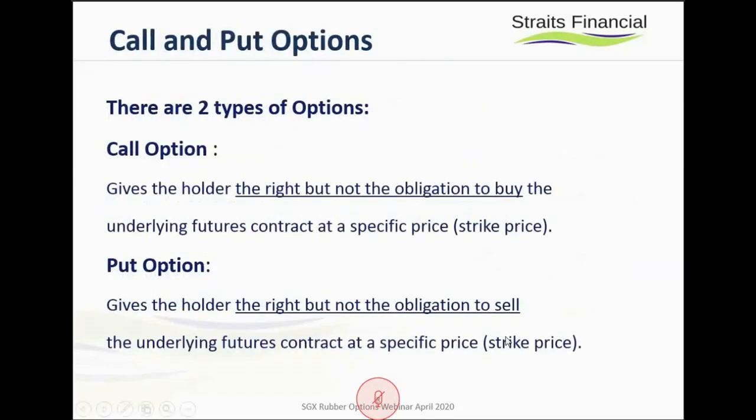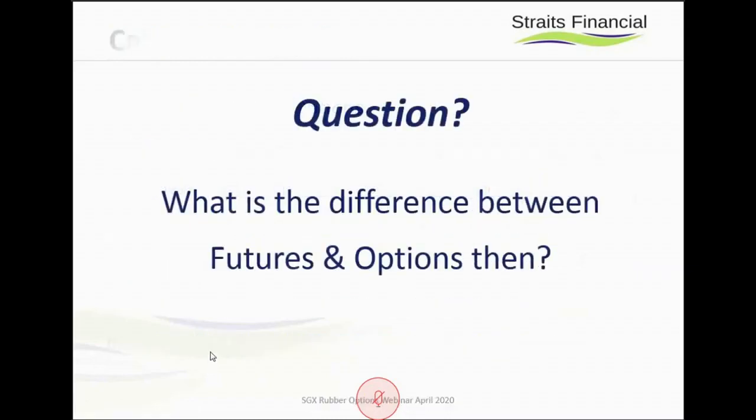So basically there are two kinds of options. Call options give you the right but not the obligation to buy the futures contract. The put option gives you the right to sell, but not the obligation, to acquire the short futures position.